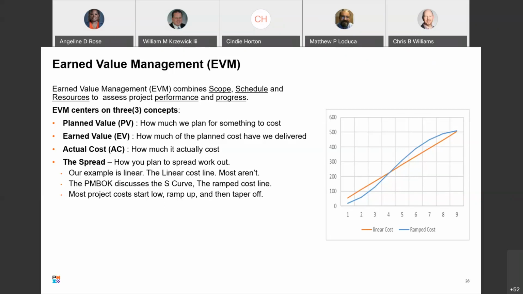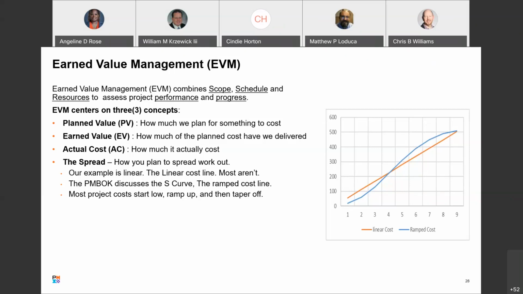And the actual cost is calculated and documented once you complete the work. You don't predict it. It's a look back in time. How much did you actually spend? Okay. And then you'll see spread, like it says, how you plan to spread the work out.